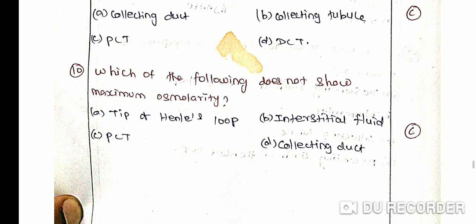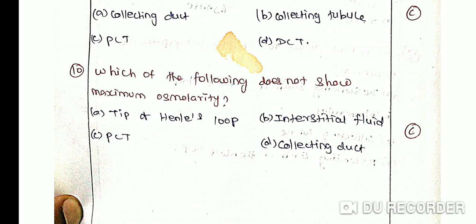Next question. Which of the following does not show maximum osmolarity? Option A, tip of Henle's loop. Option B, interstitial fluid. Option C, PCT. Option D, collecting duct. The correct answer is option C, PCT.